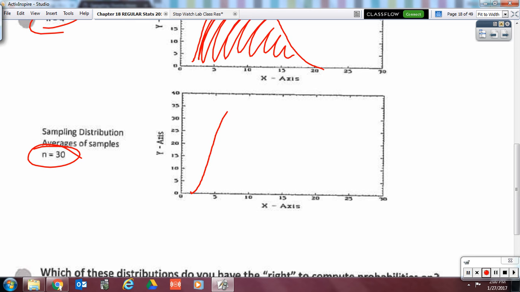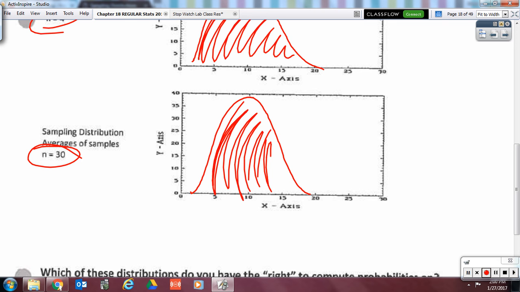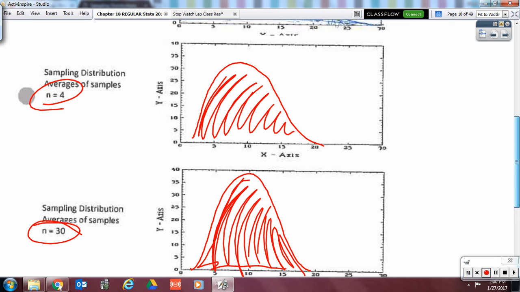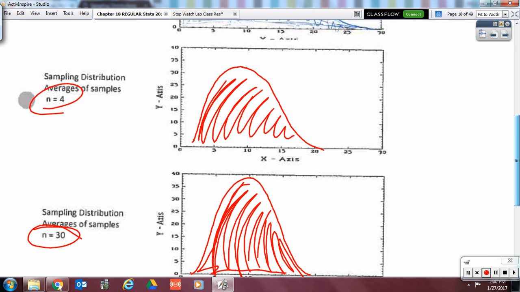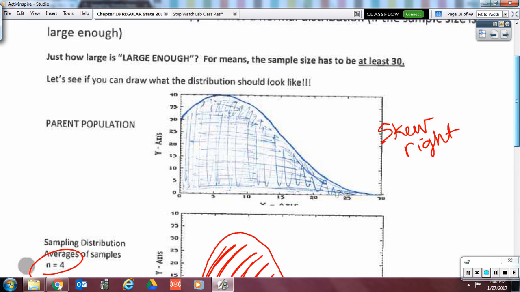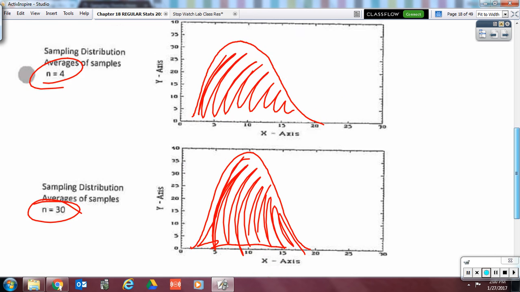It's going to be a beautiful normal model, because if n is large enough, it doesn't matter the shape of the population, the sampling distribution will be normal. Which of these three pictures is the sampling distributions? The bottom two are sampling distributions because they're made up of samples. The top one is the population, the parent population.